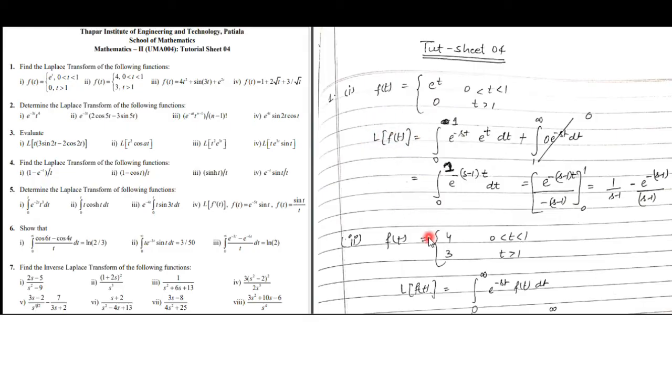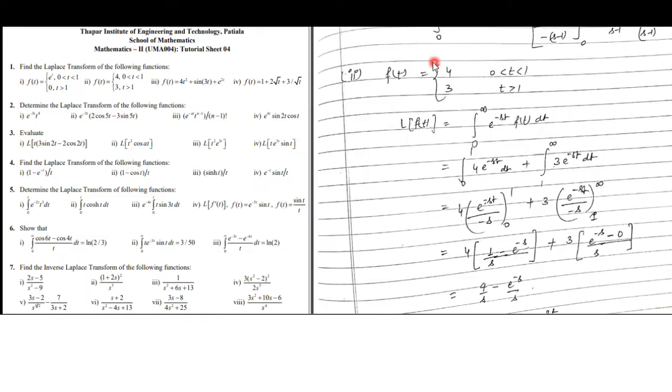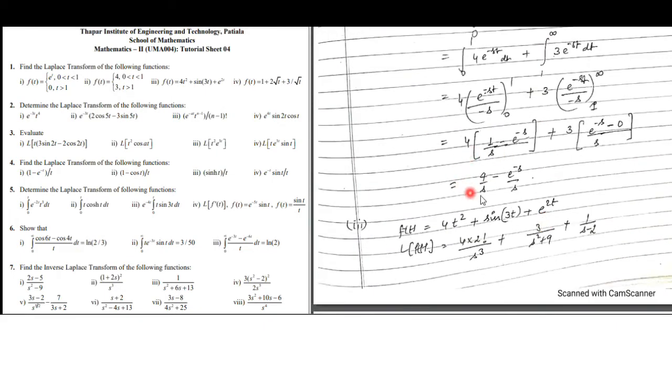Similarly, in the second part, your f(t) is this one. Apply the definition of Laplace transform. Now split the integral from 0 to 1, where the value of the function is 4, and from 1 to infinity, where the value of the function is 3. Just simplify these integrals, substitute the limits. You will get the Laplace transform of this function.